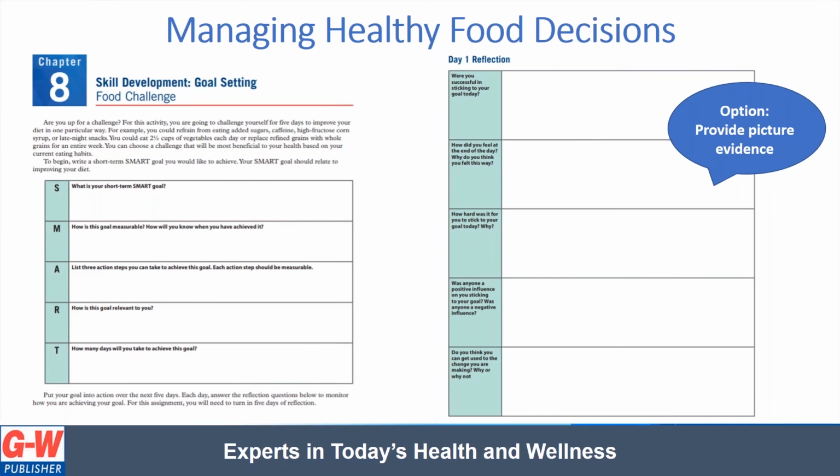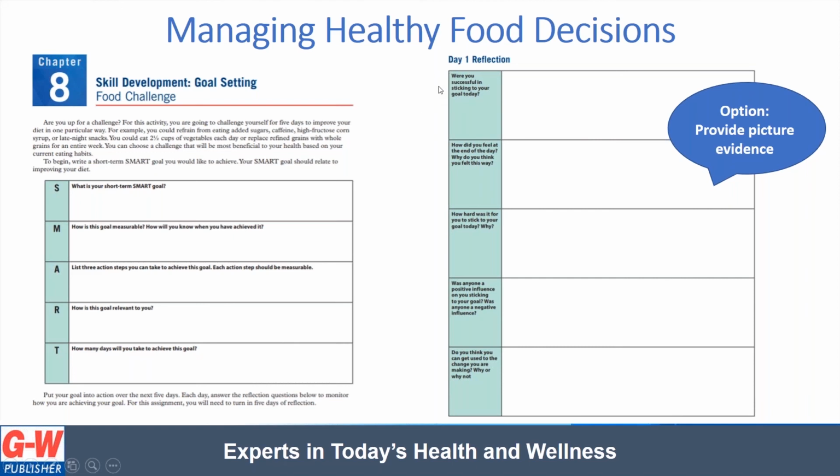So in addition to managing emotions, I've included a few other activities related to self-management. This activity is on managing healthy food decisions. And for this activity, I challenge my students that for 5 days, I want them to improve just one aspect of their diet, their eating habits. And maybe they're going to drink less soda or drink no soda. Or maybe they'll eat more fruits or vegetables within those 5 days. So first, students are going to begin by writing a short-term SMART goal.